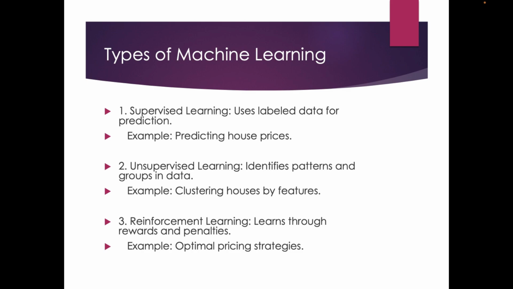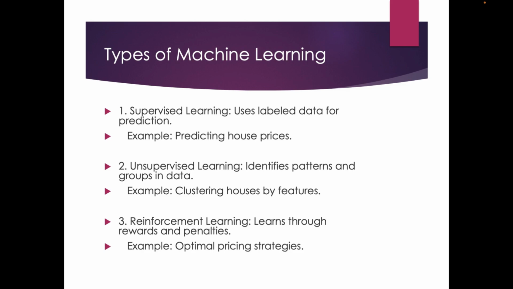Now the second type is unsupervised learning. Unsupervised learning doesn't use labeled data. Instead, the model identifies patterns and groups in the data by itself. Let's say we want to group houses into categories based on their features such as size, location and age. The model can cluster similar houses without knowing their prices beforehand.